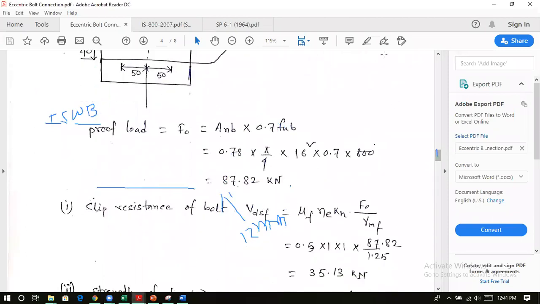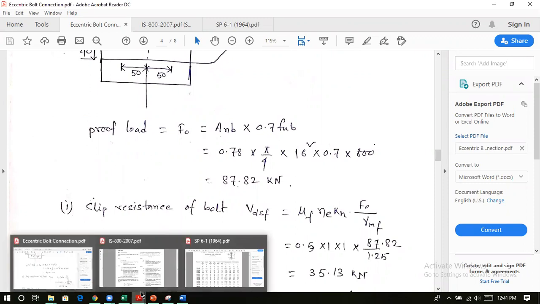Now to find the shear strength of the bolt, it's an HSFG bolt, so the shear strength will be governed by slip resistance of the bolt. And as in the previous video we have seen, the shear strength of the HSFG bolt can be found from clause number 10.4.3 of IS 800 2007. So let us go and check.